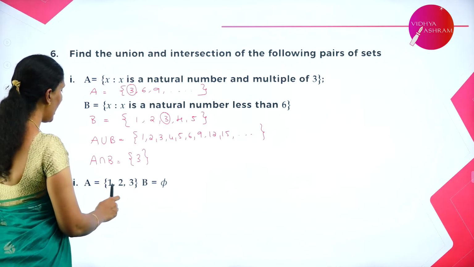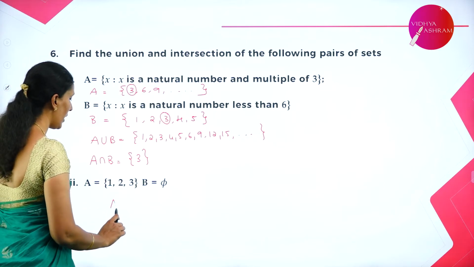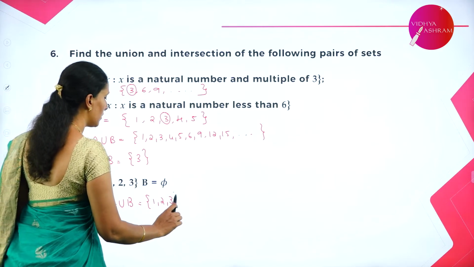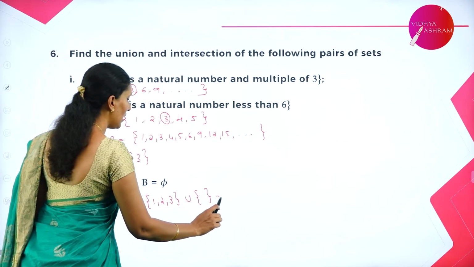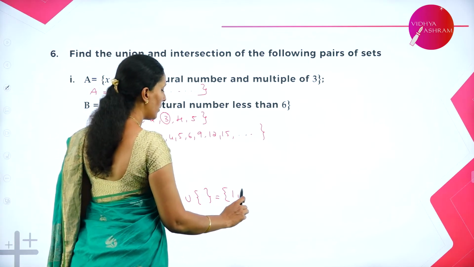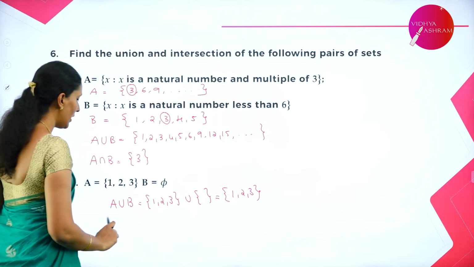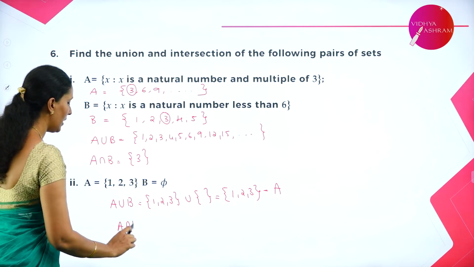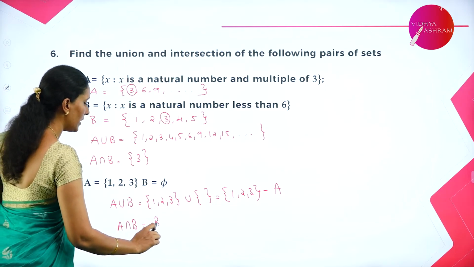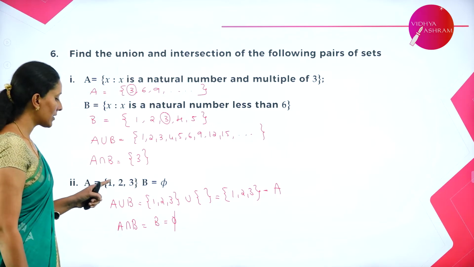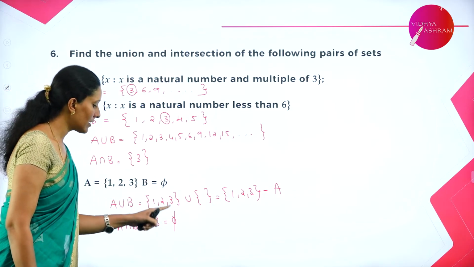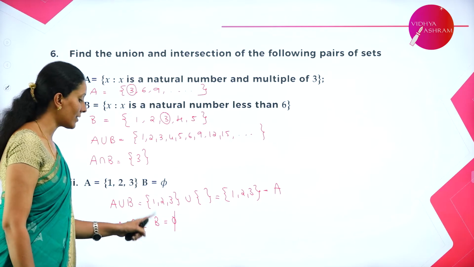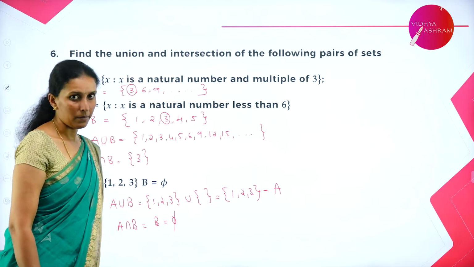Next pair, we have A as {1, 2, 3}, B as empty. So A union B means we need to write {1, 2, 3} union empty set. We don't have any element to add inside the set. So therefore it is {1, 2, 3}. So we can write here A union B is again A. What about A intersection B? A intersection B will be B, or empty again, because when you intersect any set with an empty set, the result is empty. And we know that B is a subset of A. Therefore, we can write A intersection B as B or A intersection B as empty.